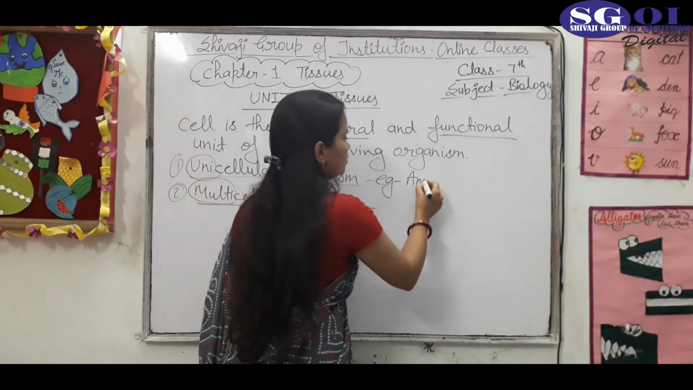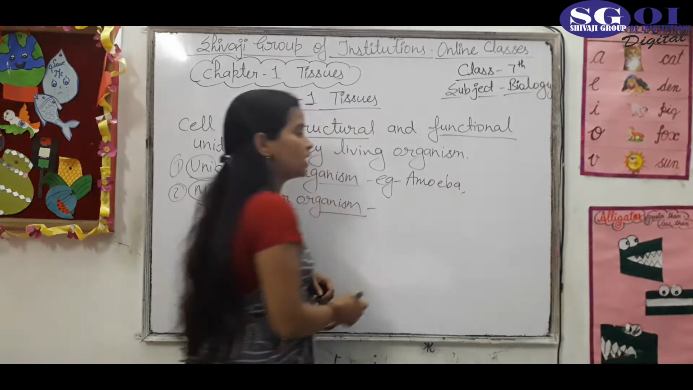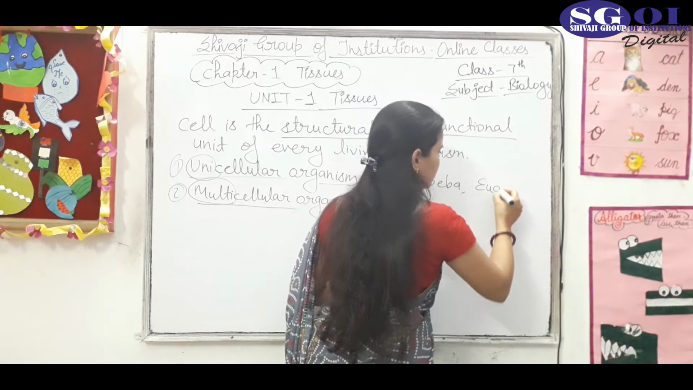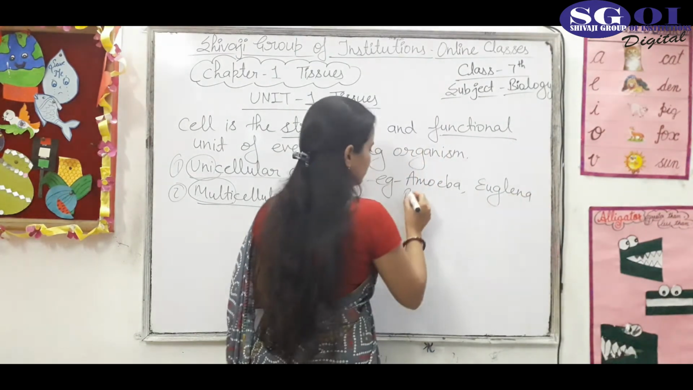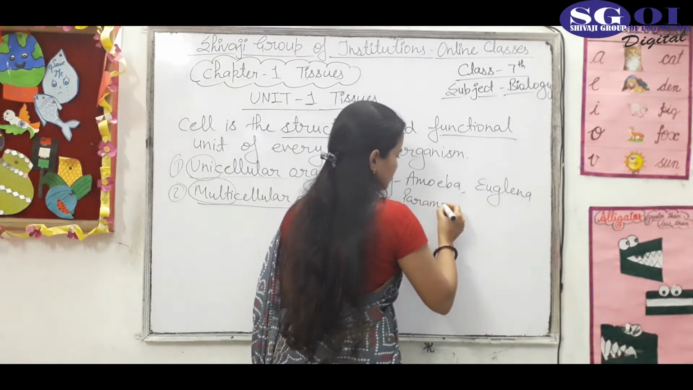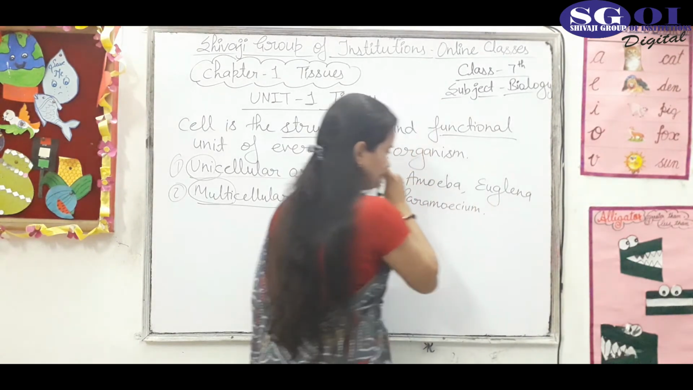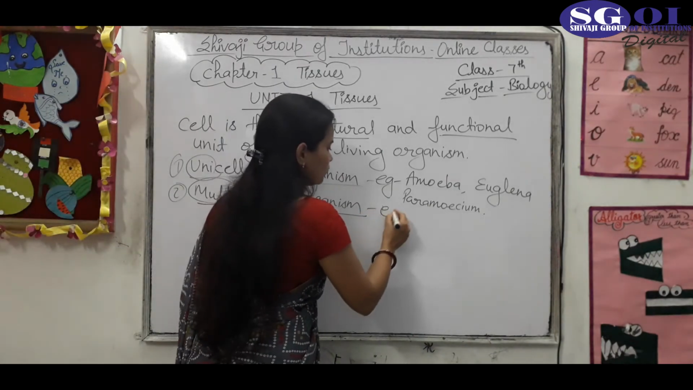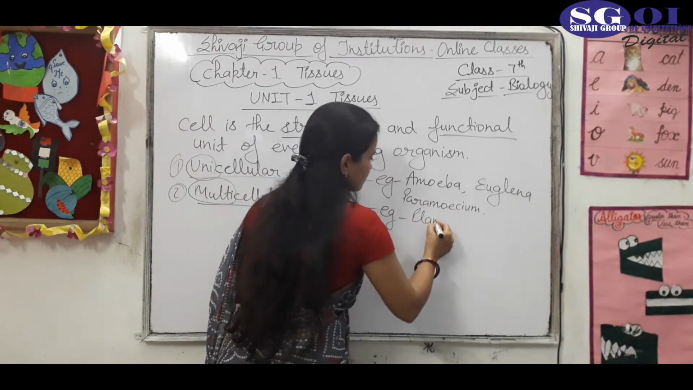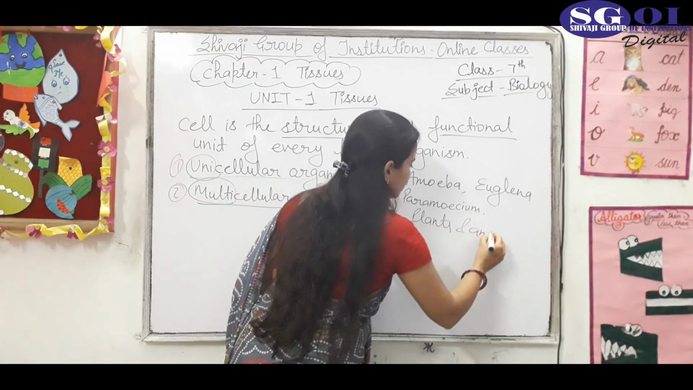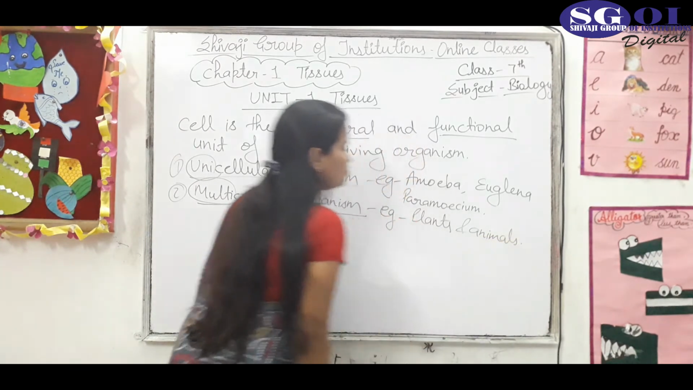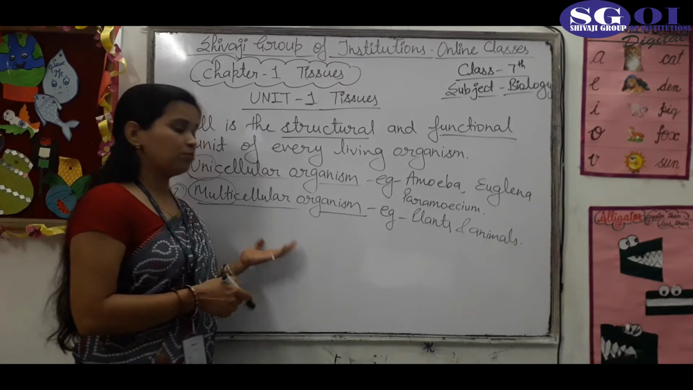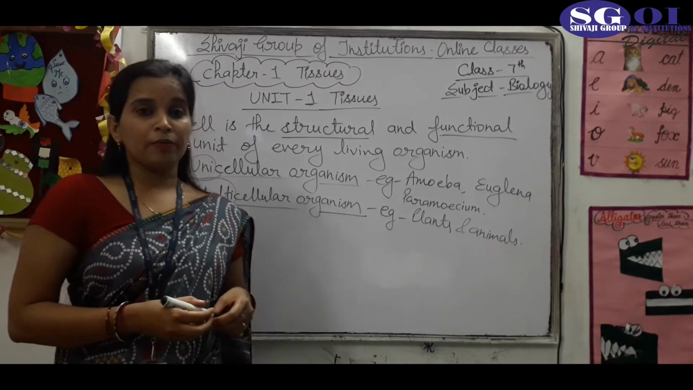Like amoeba. Amoeba is a unicellular organism because it is made up of only one cell. Euglena, Paramecium, Chlamydomonas, many more examples are there. And multicellular organisms like all the plants and animals are multicellular organisms. Okay students, because their body is made up of more than one type of cells.